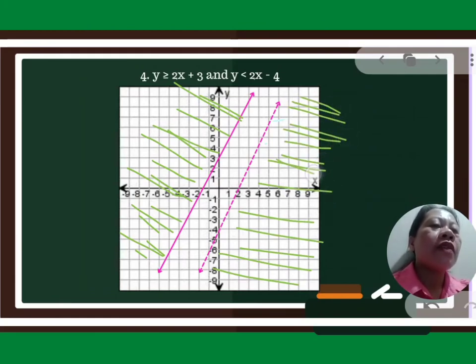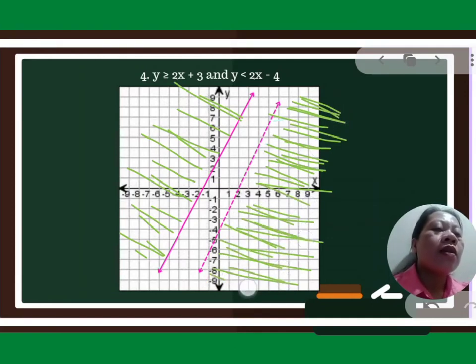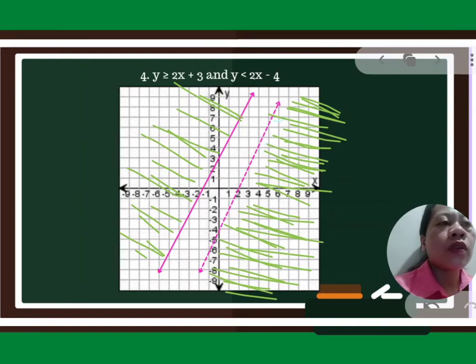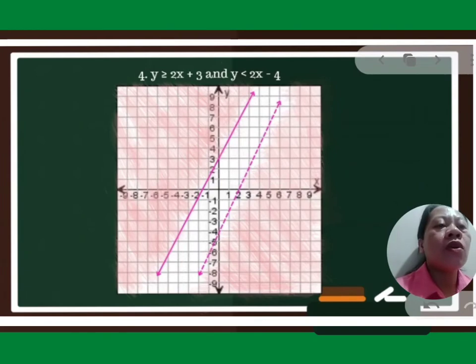Napapansin ninyo, wala pong intersection region. Hindi nag-intersect yung planes ng dalawang inequalities. So, ibig sabihin, walang solution yung system of linear inequalities sa number 4. So, no solution. Okay, so this is the graph. No solution po yan dahil hindi po nag-intersect yung dalawang planes ng dalawang inequalities.